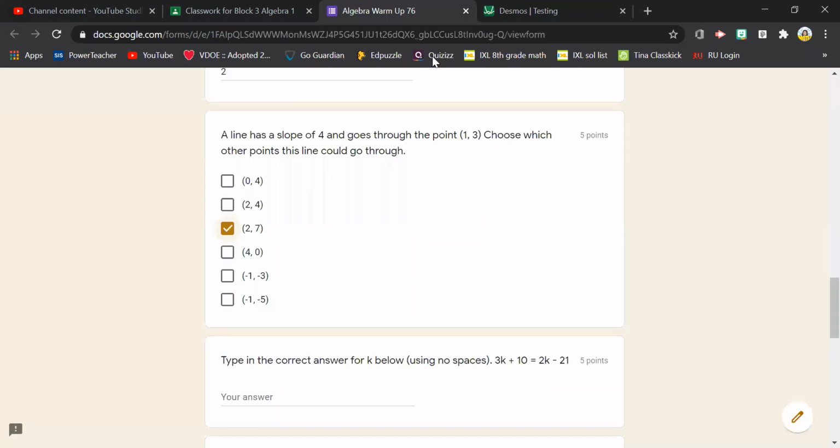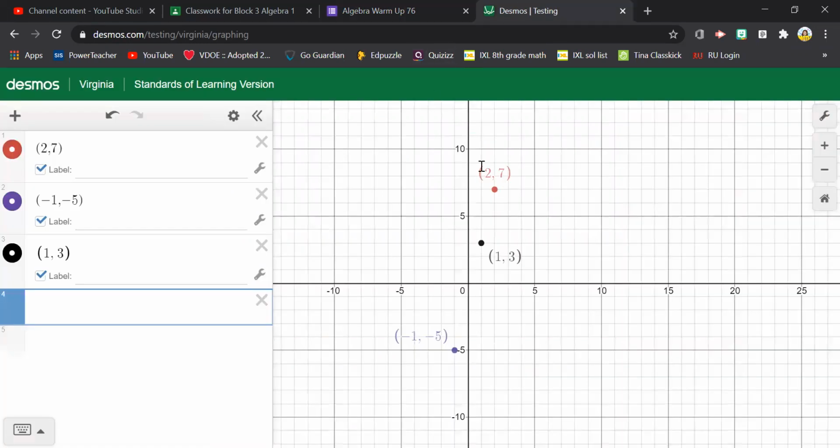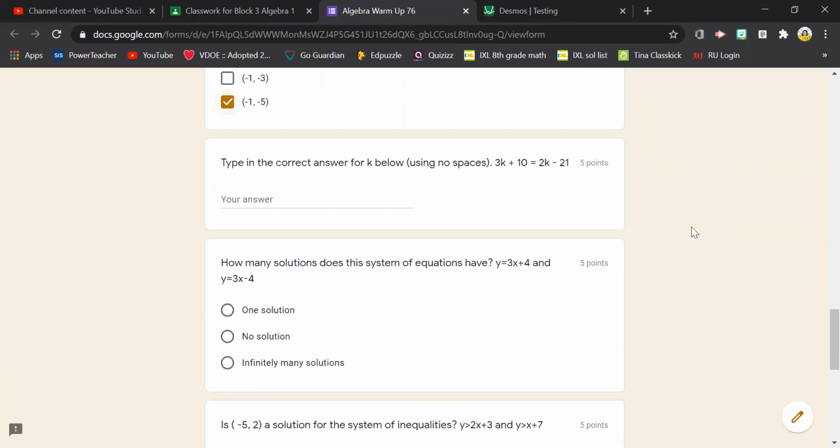The other way that you could have done this is used this information to find the equation of the line and then graph that line to make sure which points it went through. So the actual equation of the line for this is 4x minus 1. So if you look there, that actually does go through all of those points. So that's another way to check your work there. Okay, so (2, 7) and (-1, -5).